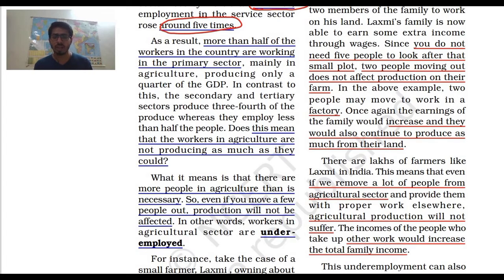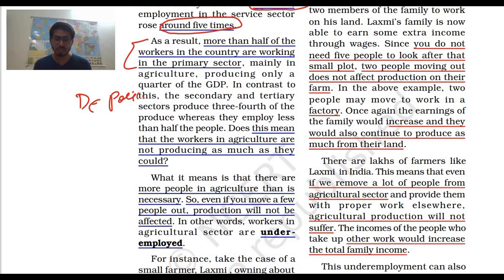As a result, more than half of the workers in the country are working in the primary sector. Because of this, what is happening? There's a dependency on the primary sector. More dependency is on the primary sector. People are again employed in the primary sector. But the primary sector is not able to contribute in the GDP. The share in the GDP is again going down. Production is again going down. But employment, more people are again employed. So this is actually a problem.